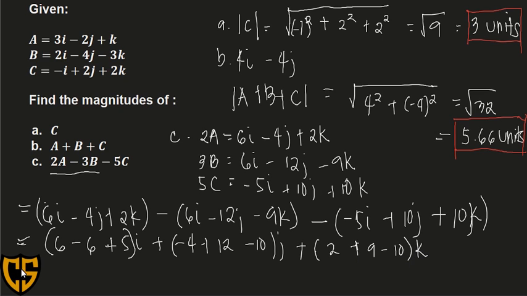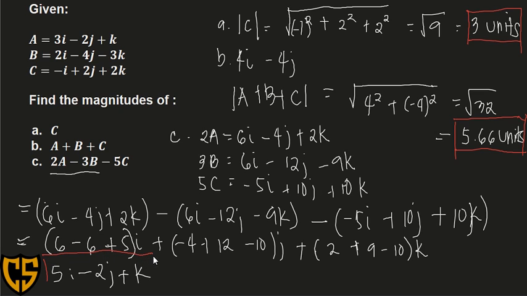So pwede na natin diretsyon, simplify. So we have makancel. So we will have 5i. Next, at j we have negative 4, negative 10 plus 12. So that is 2, negative j. Para sa ating k, 2 plus 9 is 11. 11 minus 10, we have 1 plus k lang. So, this will be ating final answer.